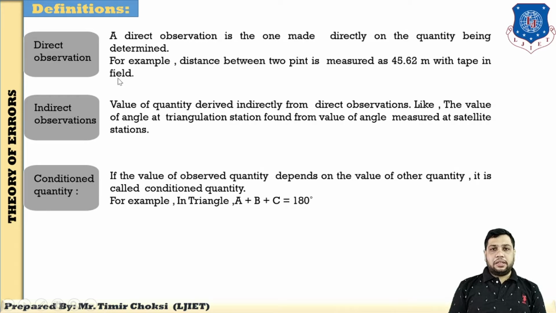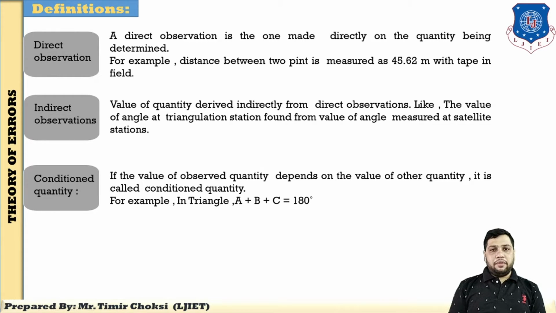Observation means the numerical measurement of a quantity in the field. This is called an observation. I have given one example: find the distance of line AB, which is 10 meters. It is called an observation because the quantity is measured in the field. Second example: the horizontal angle between OAB is 45 degrees 20 minutes, so it is also one type of observation.